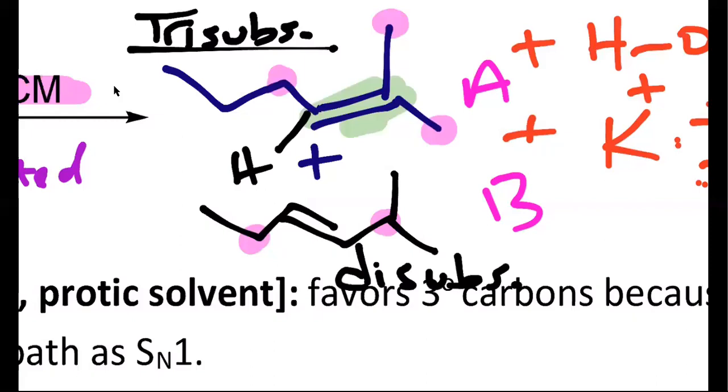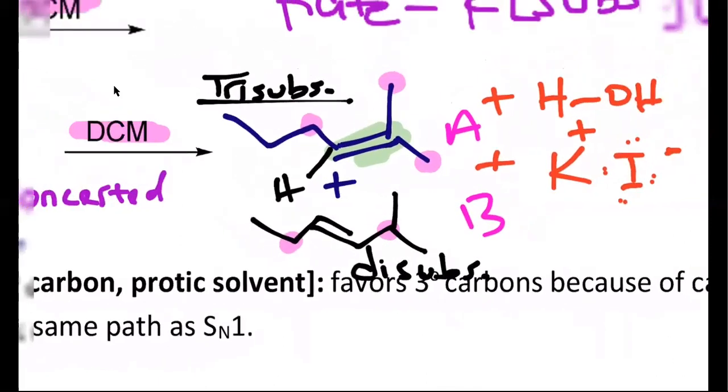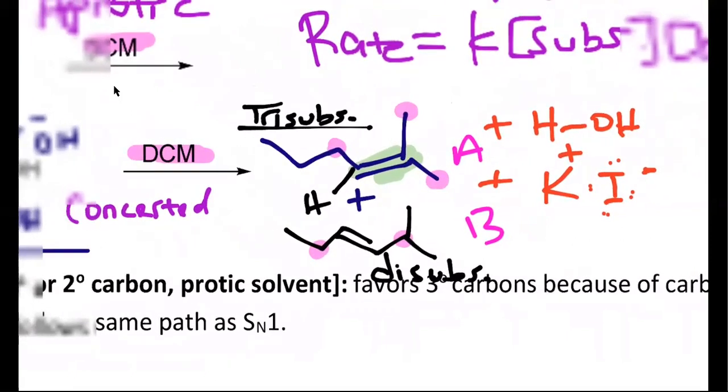So according to Zaitsev's rule, the more substituted alkene is going to be more favored because it's more stable. So if we apply Zaitsev's rule to this example, which one of these is going to be favored? The tri. Exactly. Right. Let me zoom out a little bit. So A is going to be favored.